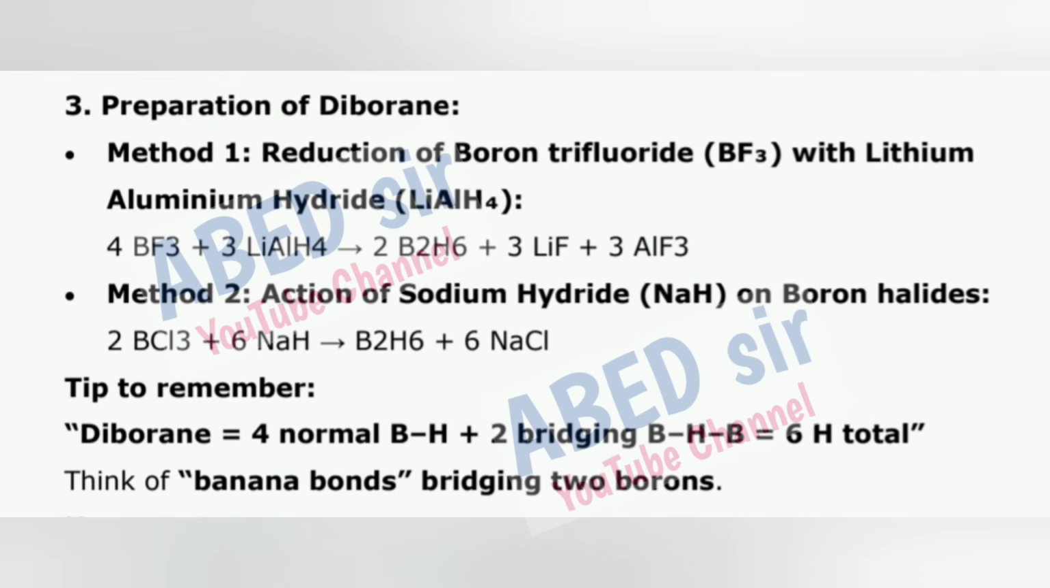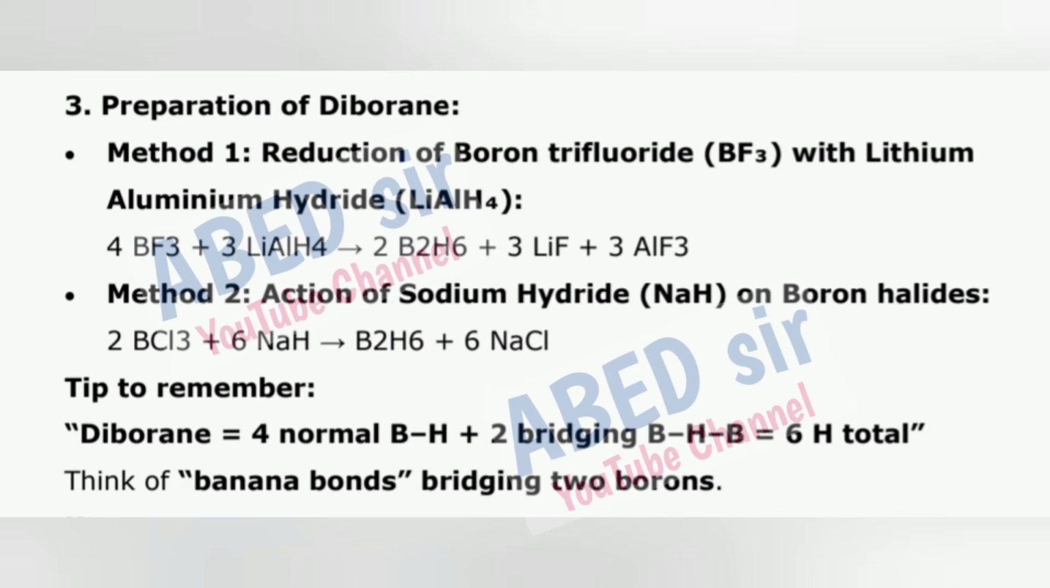3. Preparation of diborane. Method 1. Reduction of boron trifluoride, BF3, with lithium aluminium hydride, LiAlH4. 4 BF3 plus 3 LiAlH4 gives 2 B2H6 plus 3 LiF plus 3 AlF3. Method 2. Action of sodium hydride, NaH, on boron halides. 2 BCl3 plus 6 NaH gives B2H6 plus 6 NaCl.